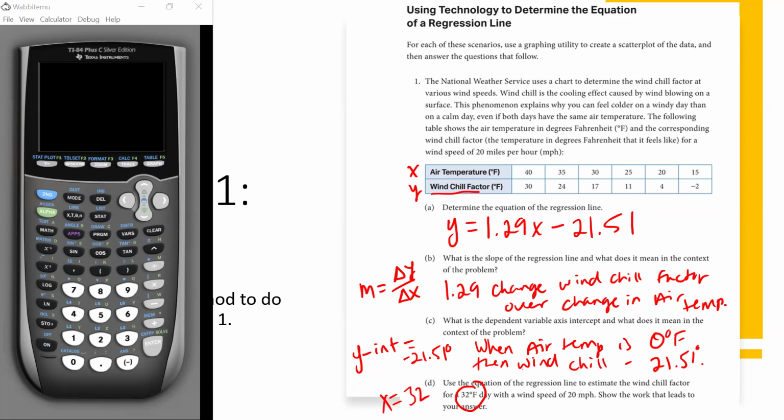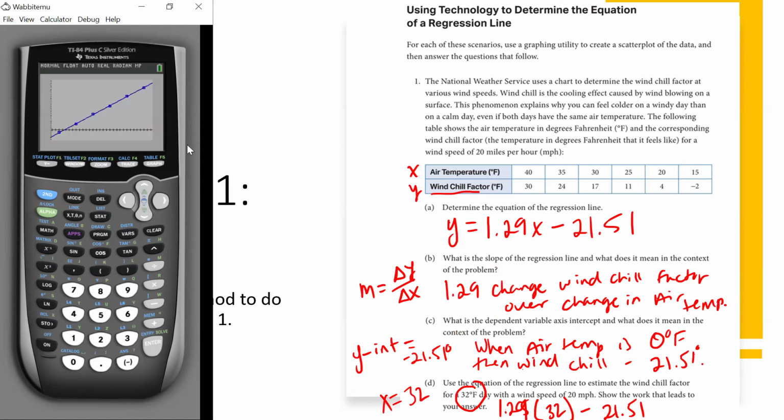All right, what do we get, I'm sorry, for a 32-degree day? And so to get that, what did you do? Plugged it in. So we have 1.29 times 32 minus 21.51, okay? The other thing you could have done is because we created and we stored, you could also have gone to the table. So you could have looked at your table and scrolled down.